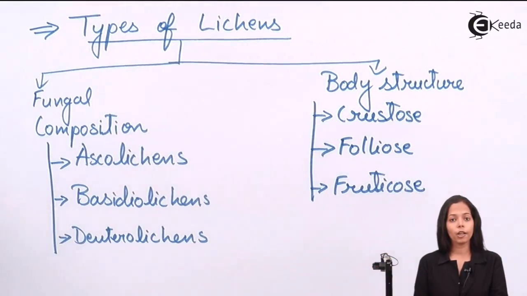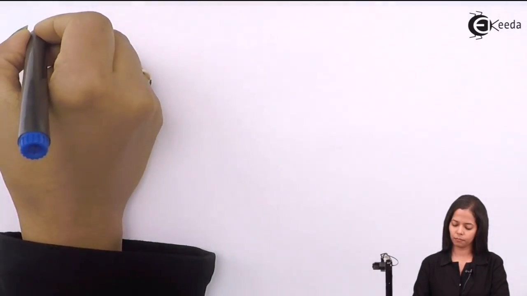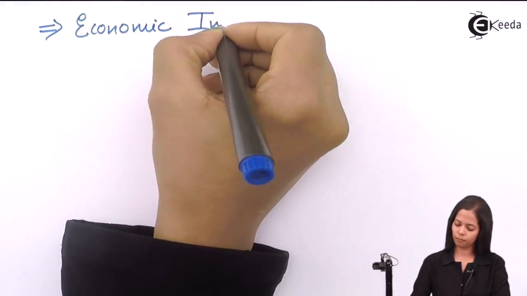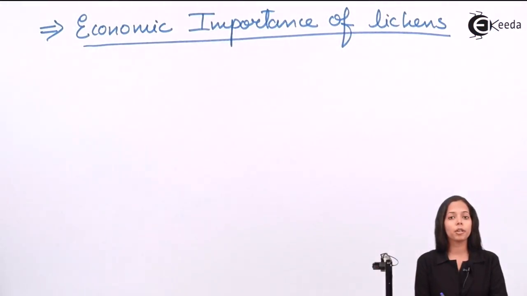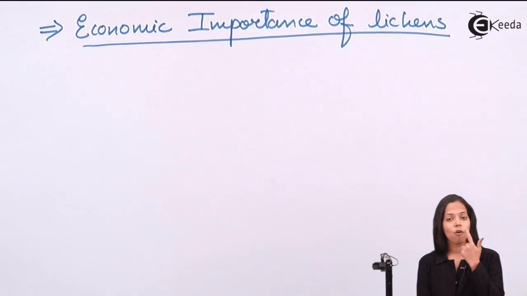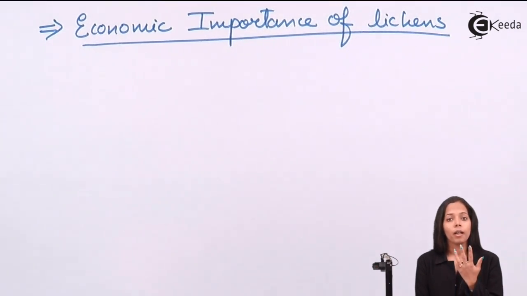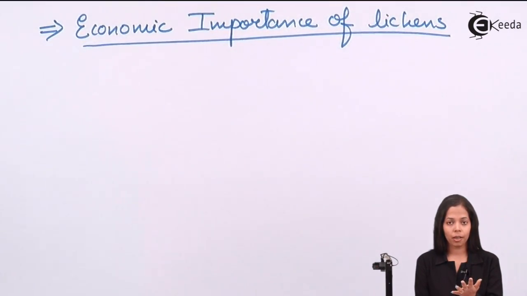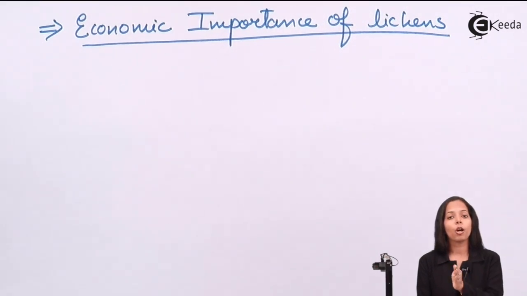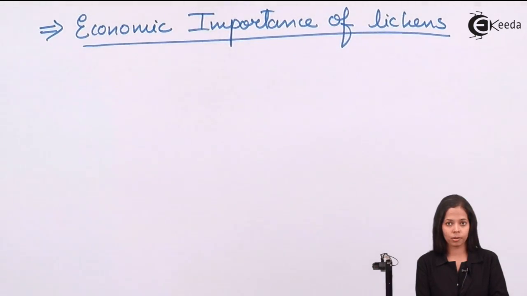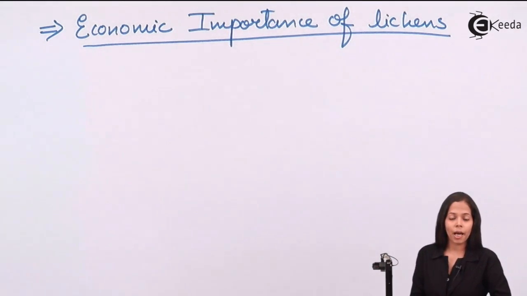Now we are going to study the economic importance of lichen. Lichens are used in various industries. So let's go through what those industries are in which lichens are used. They are used in food industry, fodder industry, medical field, leather industry, cosmetic industry, and also they have ecological importance. So first we will study economic importance and then ecological importance. Let's see where they are used and how they are used.